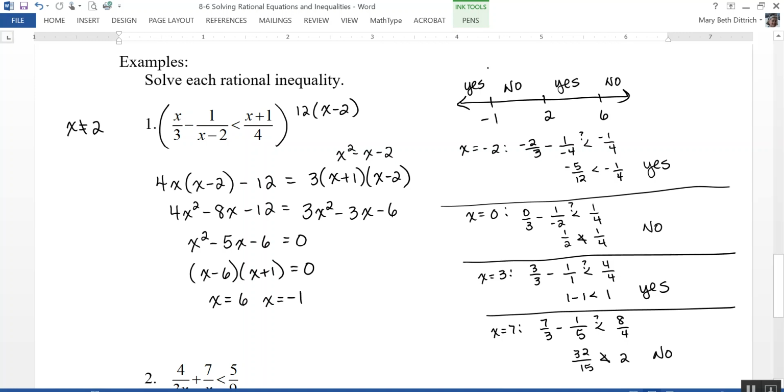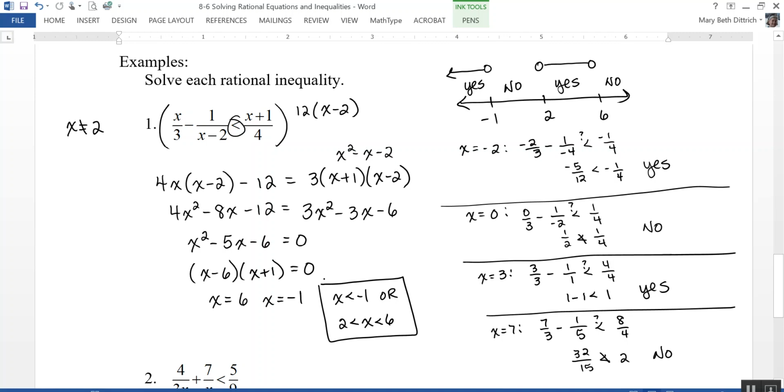In other words, if I were to graph this, it would be this part here and this part here. So how do I write that as an inequality? Well, I would say that x is less than -1, and it's not a less than or equal to because my original problem had a less than. Or, because remember there's more than one part here, x is between 2 and 6. So that's what my final answer would look like.